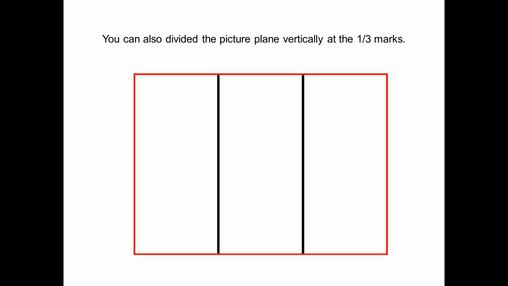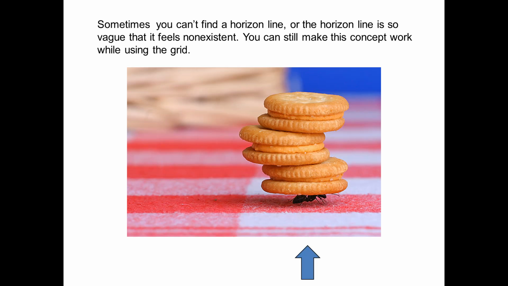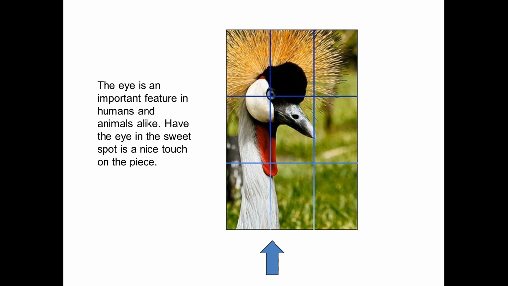You can also divide the picture plane in 1/3 marks vertically. Sometimes you can't find a horizon line, for example, in this piece right here, or you have a horizon line that is so vague that it feels non-existent. You can still make this concept work while using this grid. The eye is an important feature to humans and animals alike. Having the eye in the sweet spot is a nice touch on this piece.